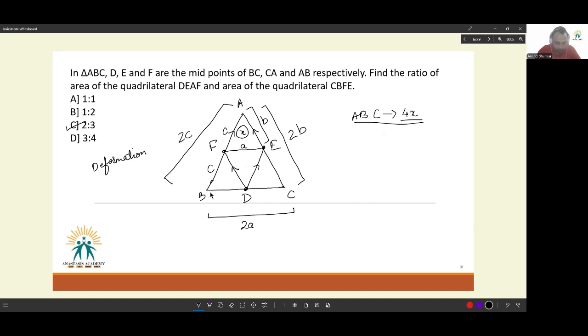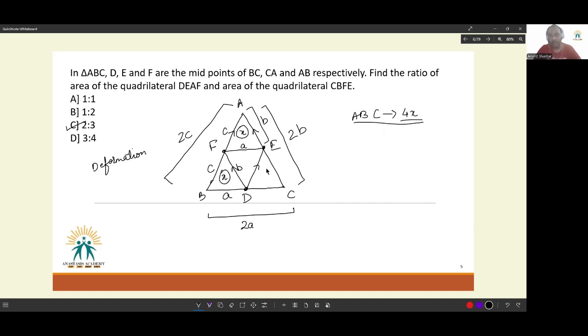FP will be C, BD will be A, these are midpoints, and FD by midpoint theorem with AC will also be B. Now, for triangle AFE, the sides were A, B, and C, and area was x. So for triangle BFD, where sides are A, B, and C, area will also be x.